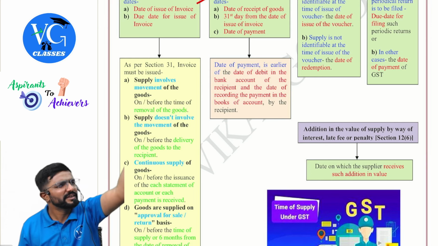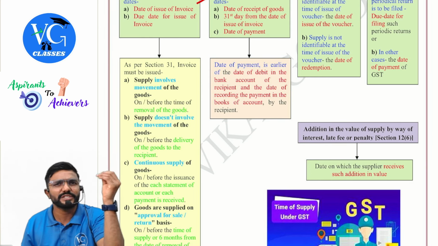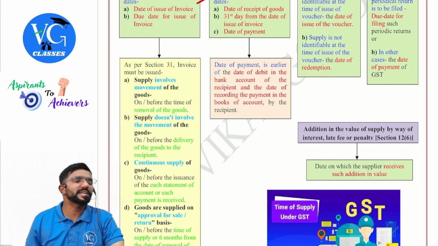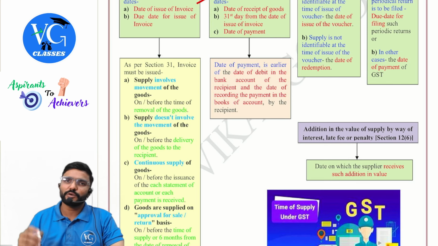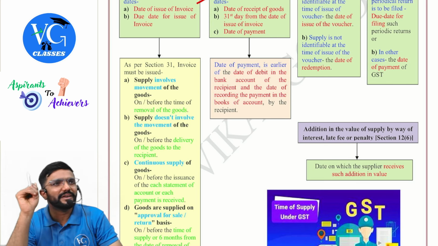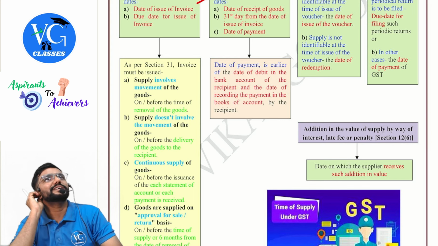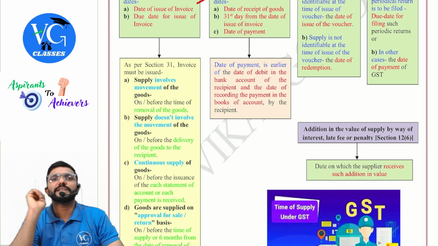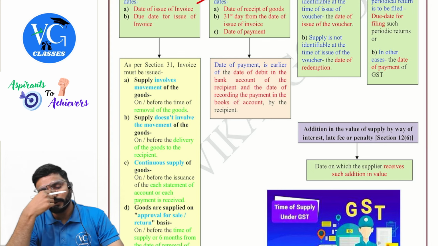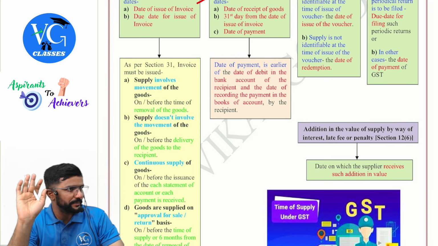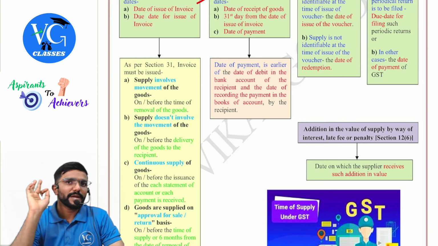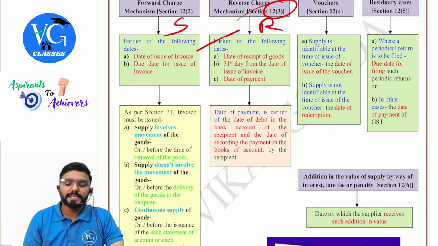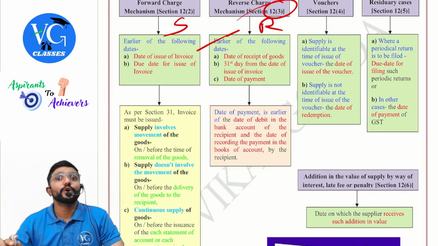Debit anything, let it be. To bank he will record or to cash that day, whichever is earlier, guys. Sometimes in the question they will straight away give only date of payment. Straight away take it. Don't worry. Which is earlier? Which is later? Only when they give both, take whichever is earlier. Okay, sir. Hope you guys got it. Okay, so when you are deciding the time of supply from RCM point of view, who are you?